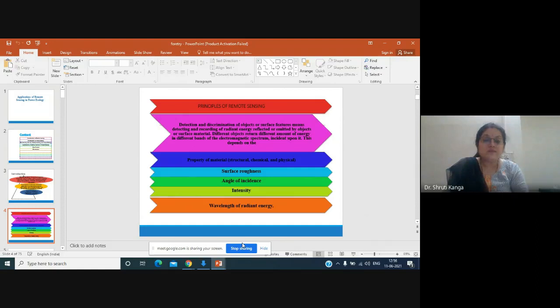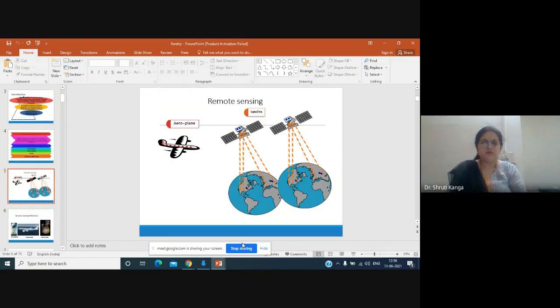Now this energy which they reflect back or emit back is dependent upon various properties. Now what are these properties? First is the property of the material, what kind of structure, chemical properties or physical properties an object is having. Then the roughness of the surface. Then the angle of incidence, and the intensity and the wavelength of radiant energy.